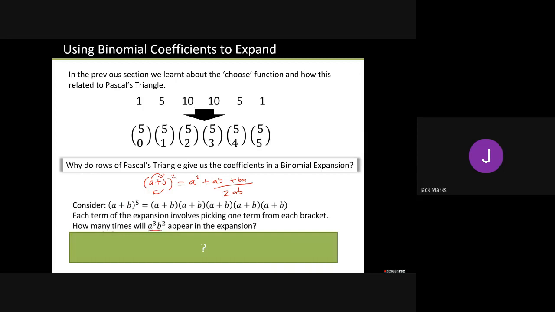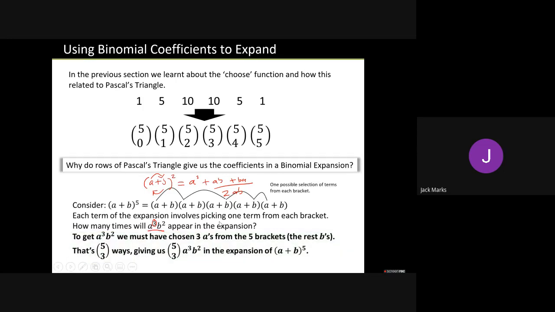How many A cubed B's are there? Well, how many ways of choosing 3 A's are there? You could pick an A and an A and an A, and then a B and a B. You could pick an A and a B, and then an A and a B and an A, etc. This is an awful lot of work, okay?